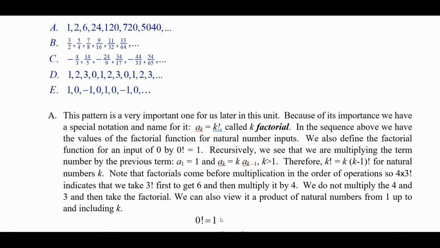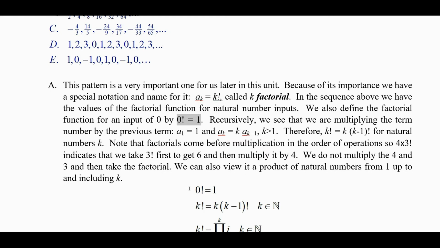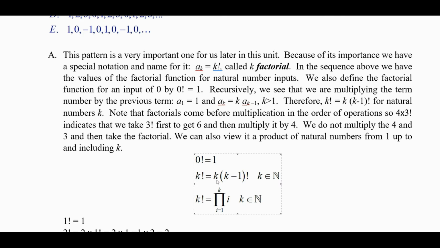We can also view it as a product of natural numbers from 1 up to and including k. Now, by the way, we also can extend this idea for one other number besides natural numbers, and that's 0. 0 factorial is defined to be 1. So recursively, we could set it up with that as our initial term, 0 factorial is 1, and k factorial is k times k minus 1 factorial for k in the natural numbers. But k factorial can also be thought of as the product from i equals 1 to k of i, for k in the natural numbers.